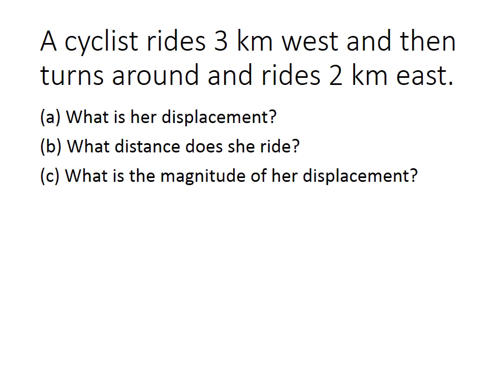For B, what distance? She rode 5 kilometers. If she had turned on her little fitness app when she started and then stopped it when she finished, it would show that she rode for 5 kilometers. For part C, what is the magnitude of her displacement? Here, we're just looking for the numerical part of the answer for displacement. So for part A, the answer was 1 kilometer west. For part C, we just want the 1 kilometer piece. Now, got to keep the units in there, but you can ignore the direction if you're talking about magnitude.